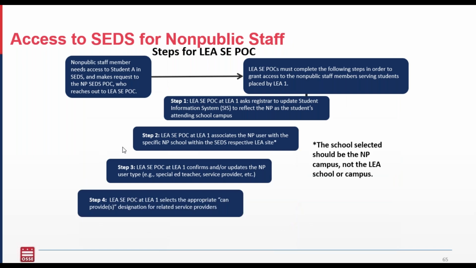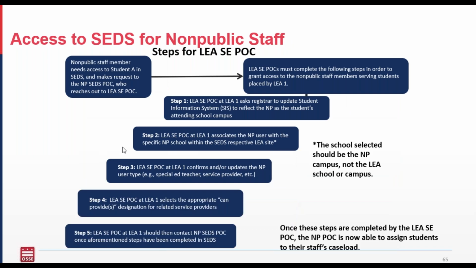So those steps look just like as we're laying out. The non-public staff member is going to need access to student A and SEDS, and they make that request to the SPED POC, to the non-public SEDS POC, who reaches out to the LEA POC. The LEA POC is going to go through the following steps to grant access.